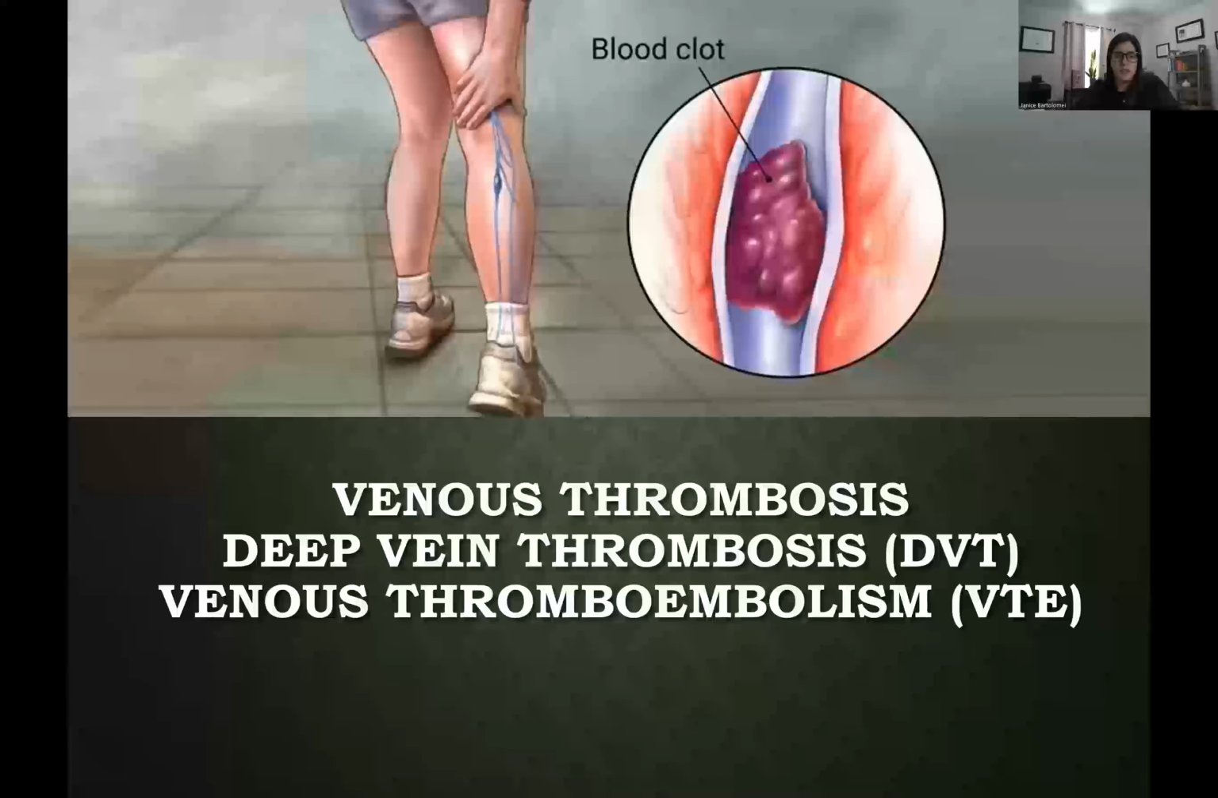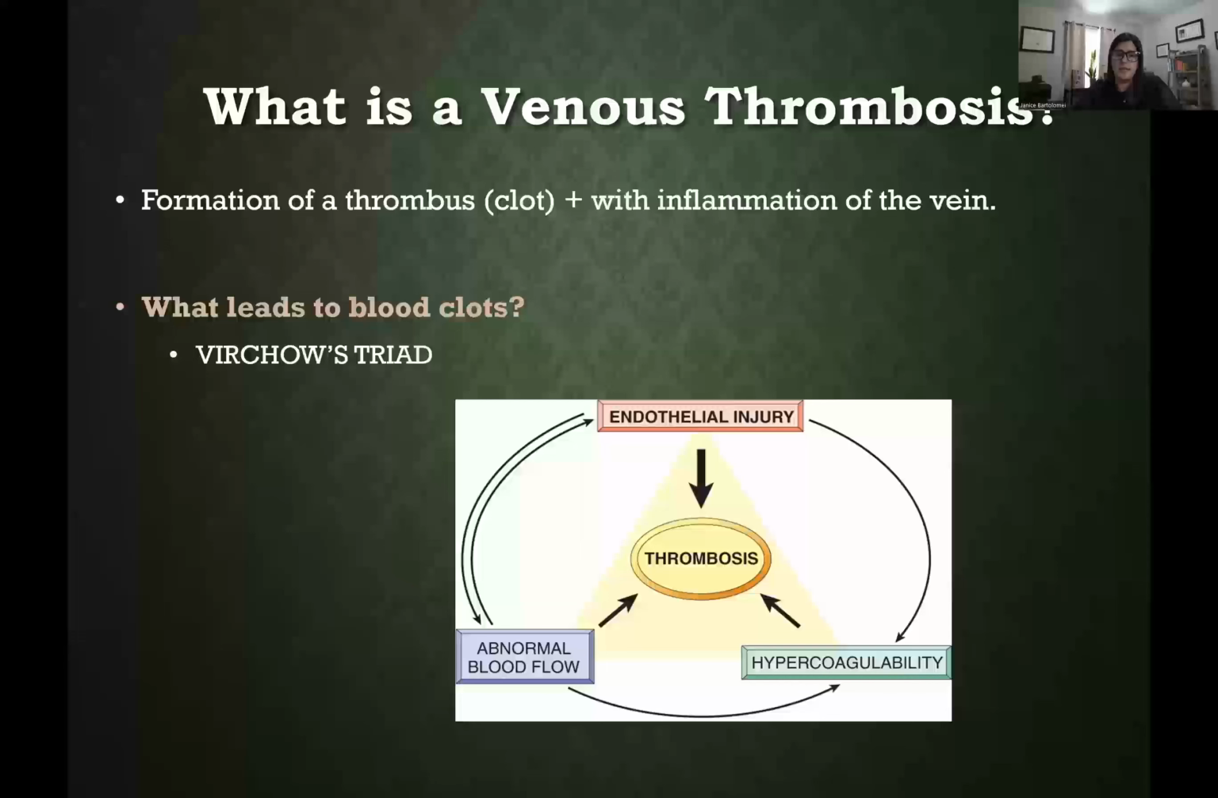Okay, the next topic is venous thrombosis or deep vein thrombosis. We call it DVT as well. This is the formation of a thrombus or clot with inflammation of the vein. And there's this Virchow's triad that kind of leads to blood clots. There's endothelial injury, then you have this coagulation that happens, and then it kind of affects the blood flow, and that leads to a thrombus.